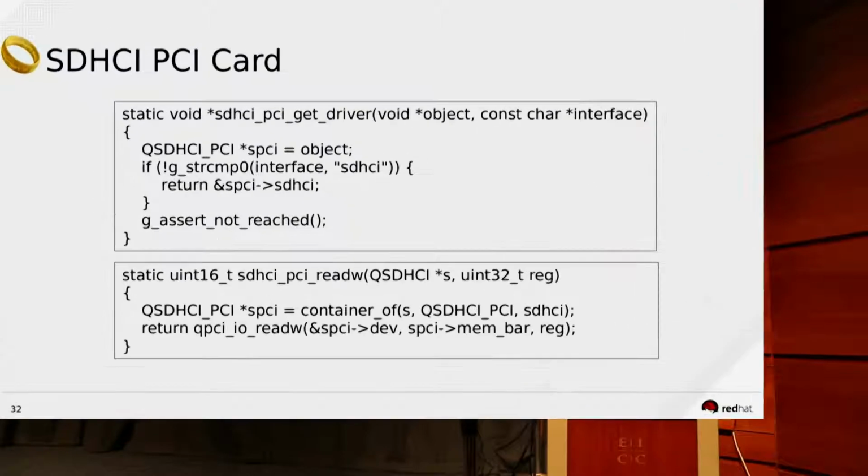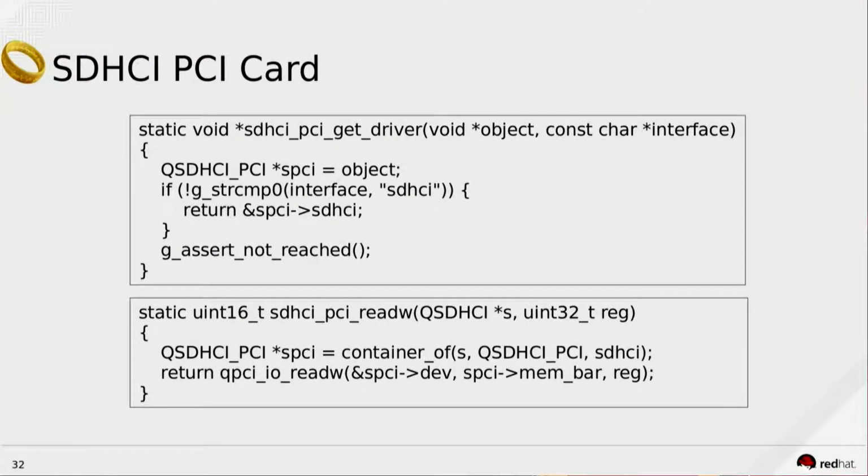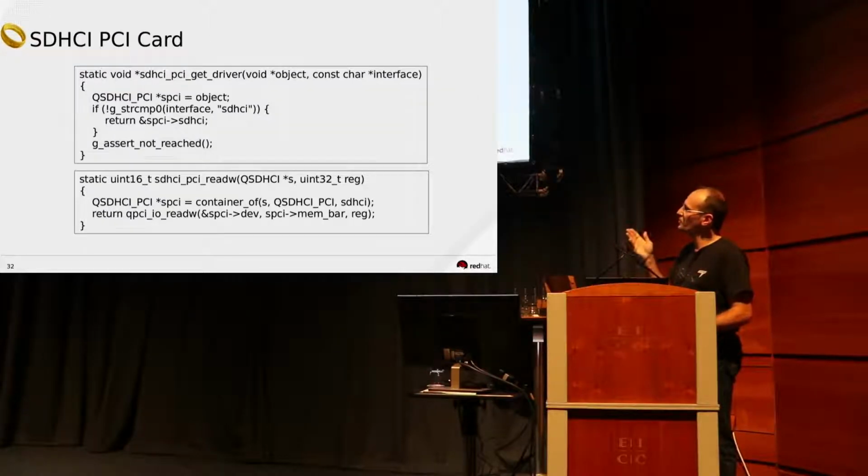This is what we can see here. In the second box, we can compare with the previous function to access the controller. On the Raspberry Pi, it was direct access to memory. In the case of the PCI card, the interface hides the fact that we use a PCI access to access the host controller.